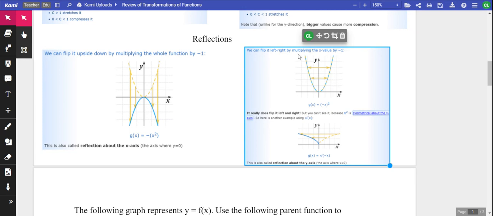Of course, in an x squared graph, that doesn't actually do anything to our graph, because if I square a negative, it just becomes positive. So we can see here this example of the square root. I've taken my original graph and I flipped it over the y-axis. So I caused that reflection over the y.